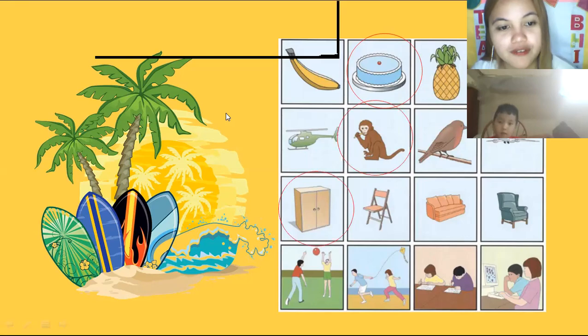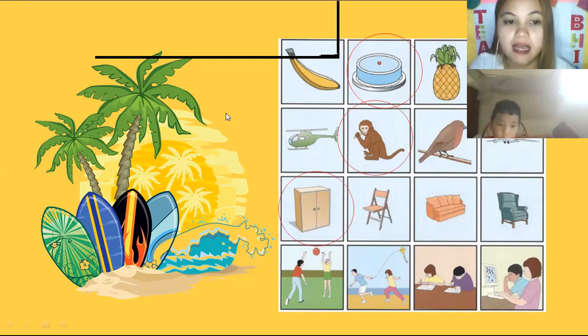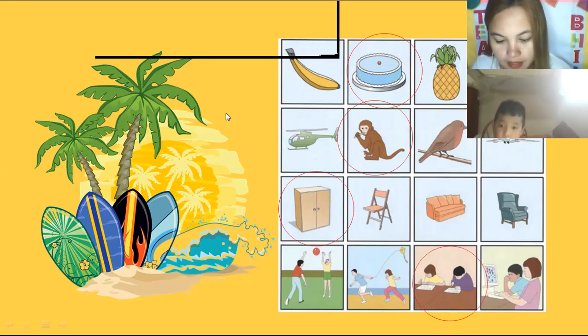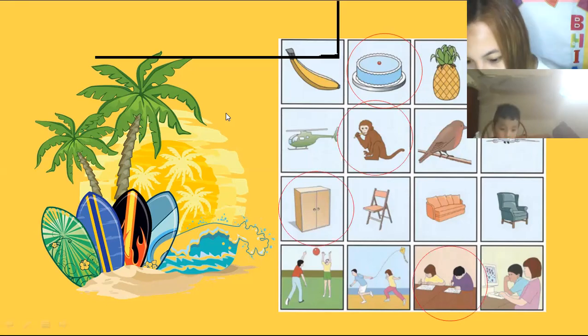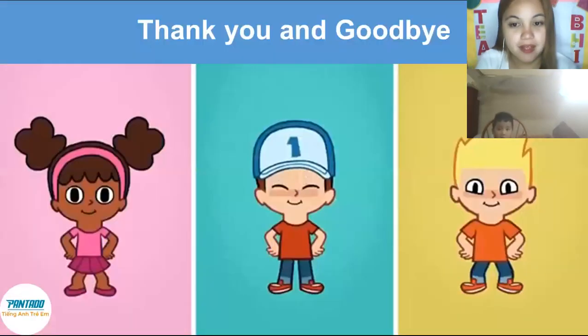Last one. Which is different? Play games, play ball, and play the guitar. Which one is different? Okay. First, second, third, or fourth? Third. Very good. Why do you choose that? He is not playing games, playing ball, and playing guitar. Yes, because he is working. They are working or studying, right? Yes. Very good. Okay, now that our lesson is finished, let's open another lesson.